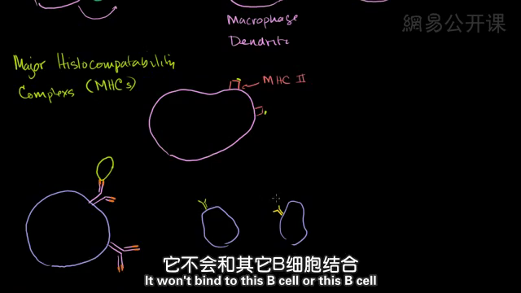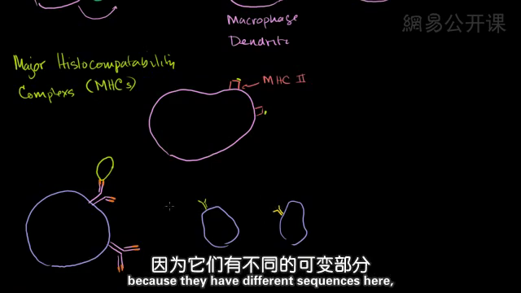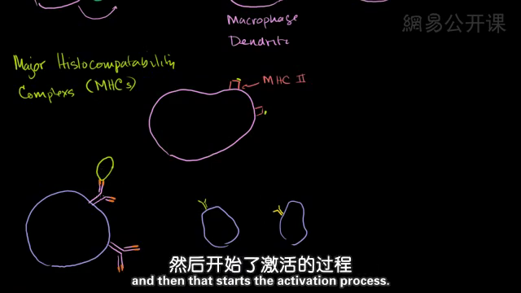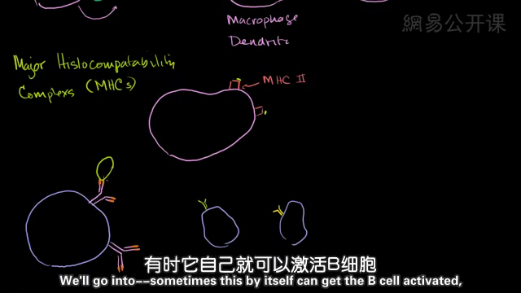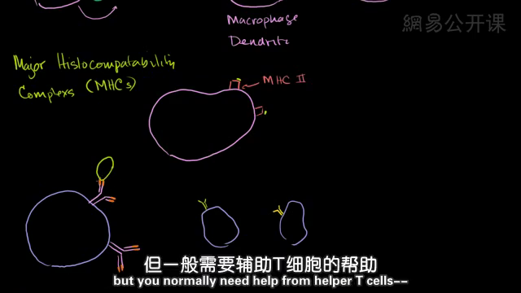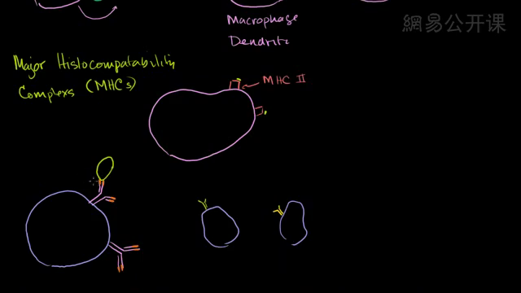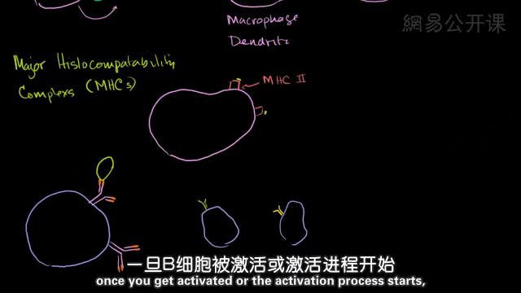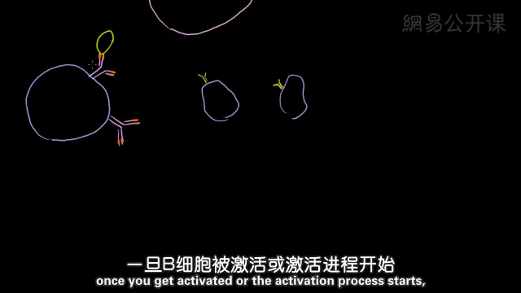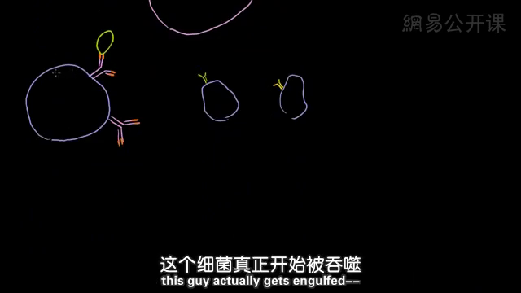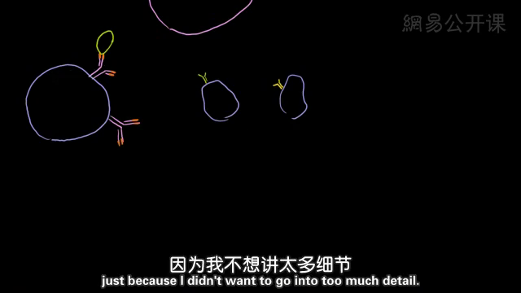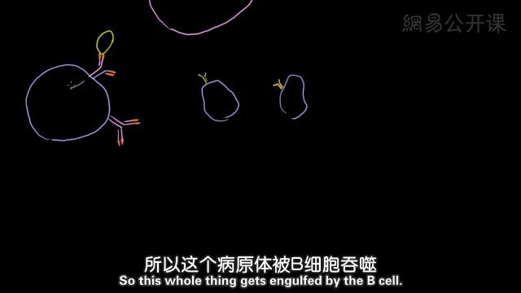It won't bind to this B cell or this B cell because they have different sequences here. But it binds to this B cell, and then that starts the activation process. Sometimes this by itself can get the B cell activated, but you normally need help from helper T cells, and we'll talk more about that. And once the activation process starts, the pathogen actually gets engulfed. I didn't talk about that in the last video, because I didn't want to go into too much detail. So this whole thing gets engulfed by the B cell.